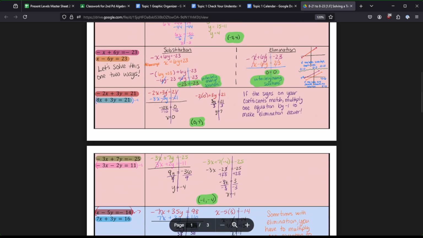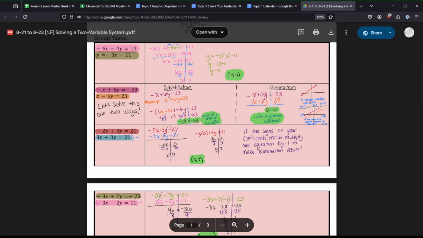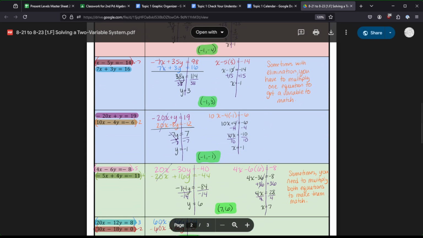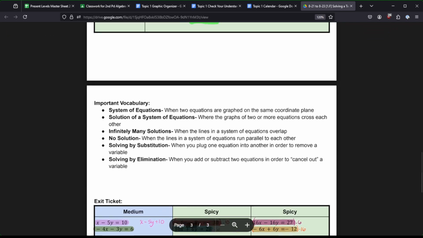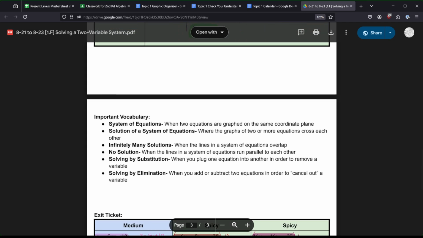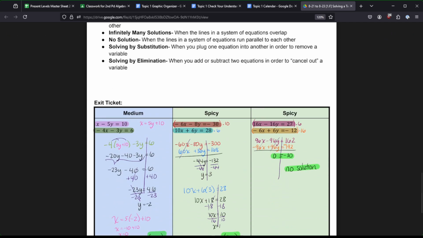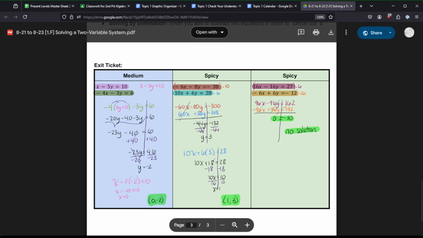All right, I organize them. The red here is mild questions. The blue here is medium questions, and the green here is spicy questions. We also include some vocabulary if they need it. And then I also solve through their exit tickets.